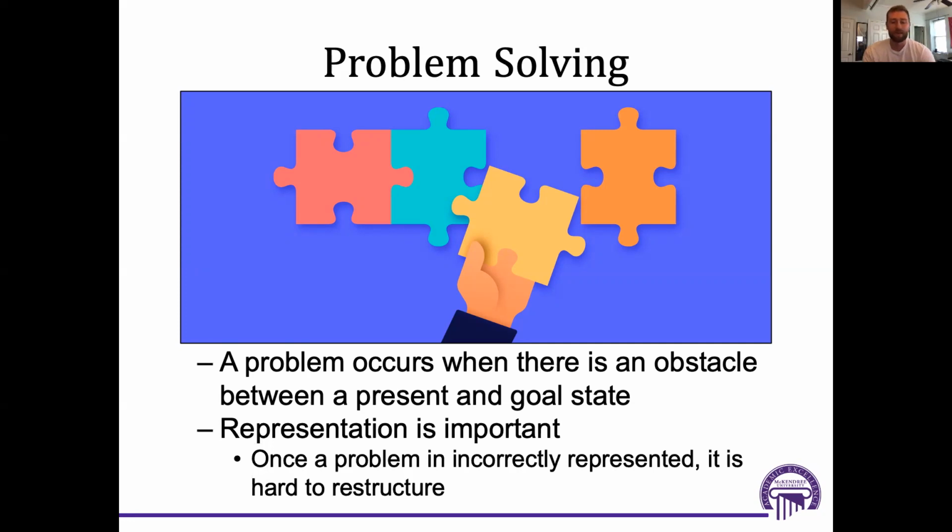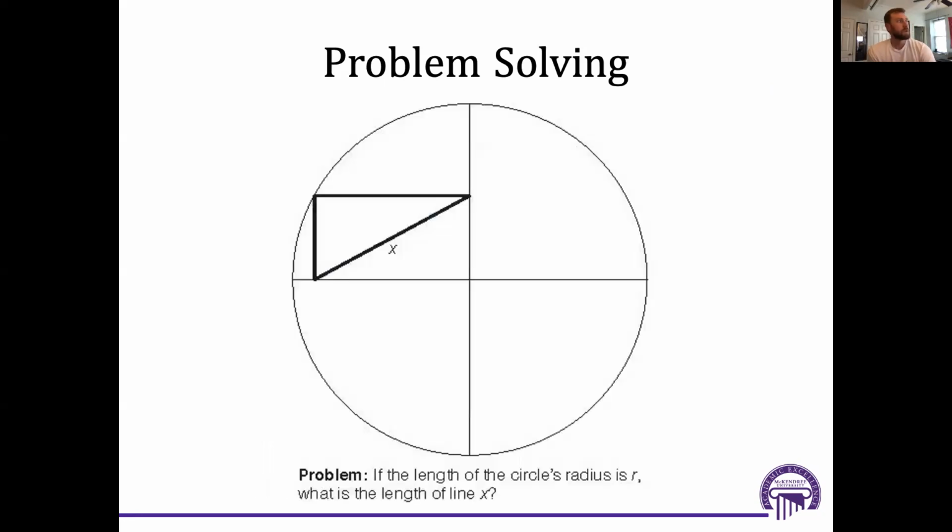So consider this next problem here and think about how you would solve it and what the answer is. We see here a circle divided into quadrants, so equal slices of a pie, basically. We've got 4 little slices there. And then within the top left quadrant, we see a triangle here. And the question is, if the length of the circle's radius is r, what is the length of line x?